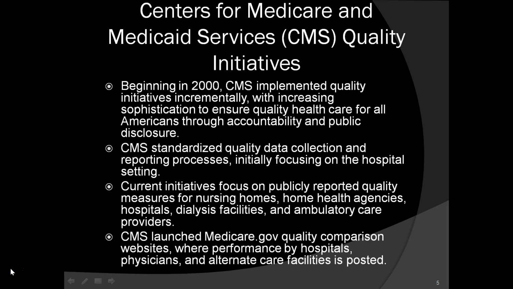Beginning in 2000, the Centers for Medicare and Medicaid Services implemented quality initiatives incrementally with increasing sophistication to ensure quality health care for all Americans through accountability and public disclosure. CMS standardized quality data collection and reporting processes, initially focusing on the hospital setting. Current initiatives focus on publicly reported quality measures for nursing homes, home health agencies, hospitals, dialysis facilities, and ambulatory care providers. CMS also launched the Medicare.gov quality comparison website, where performance by hospitals, physicians, and alternate care facilities is posted.